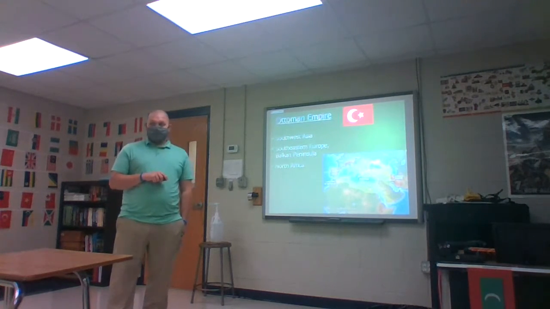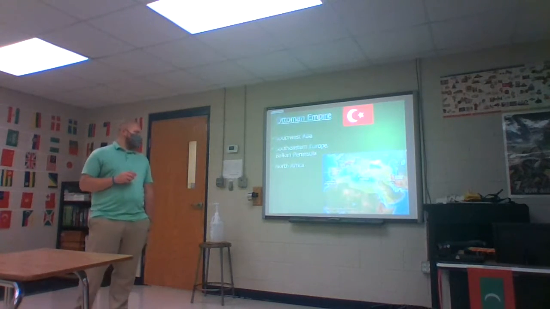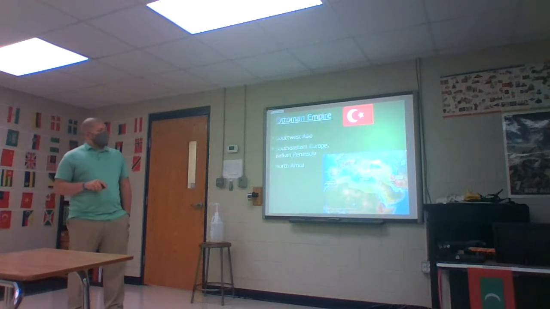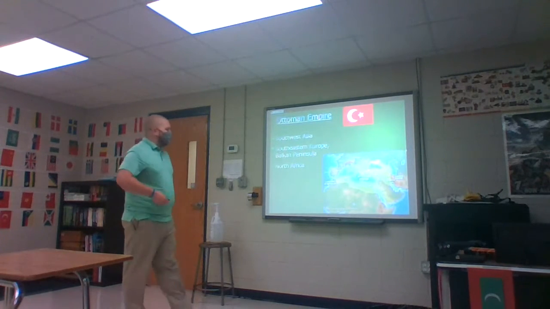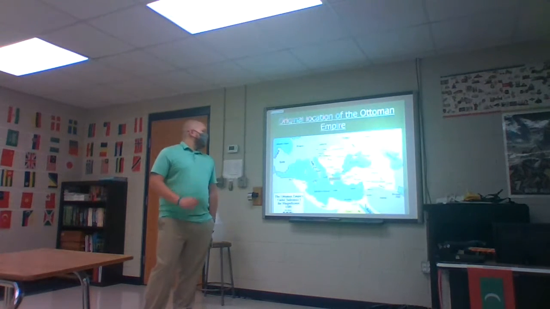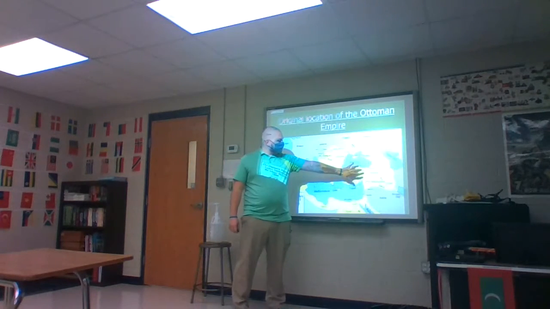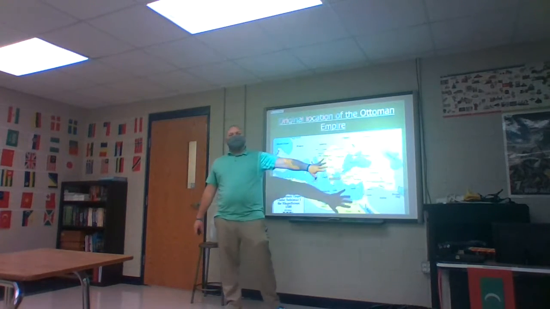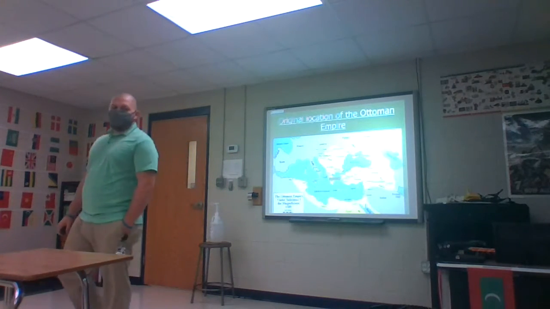Everybody see that? All 3? Okay. This area right here is the Balkan Peninsula, where Greece is today. Ottomans controlled that as well. They controlled a whole lot of stuff. This is the original location right here, known as Asia Minor.